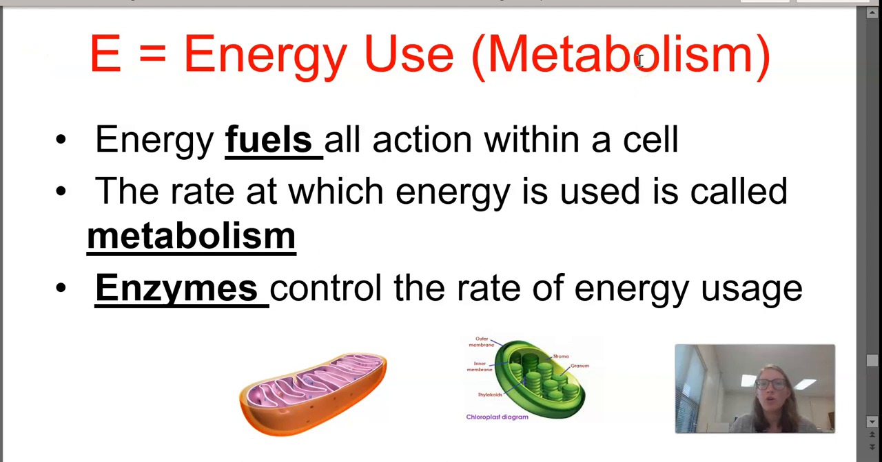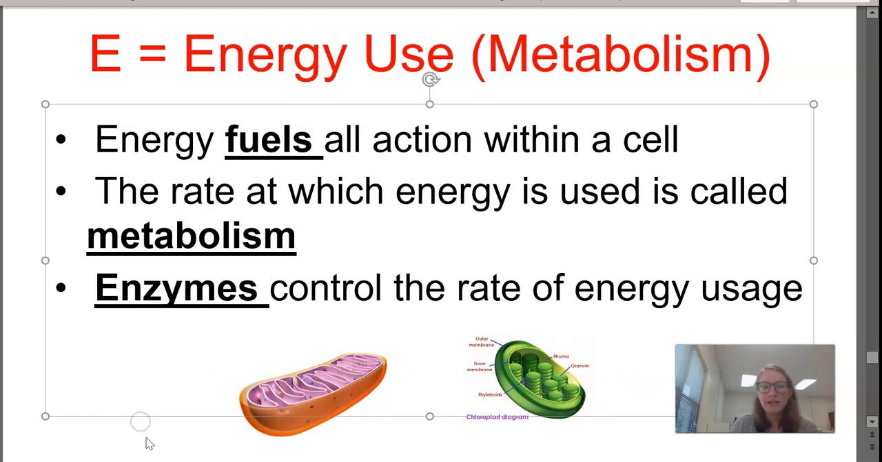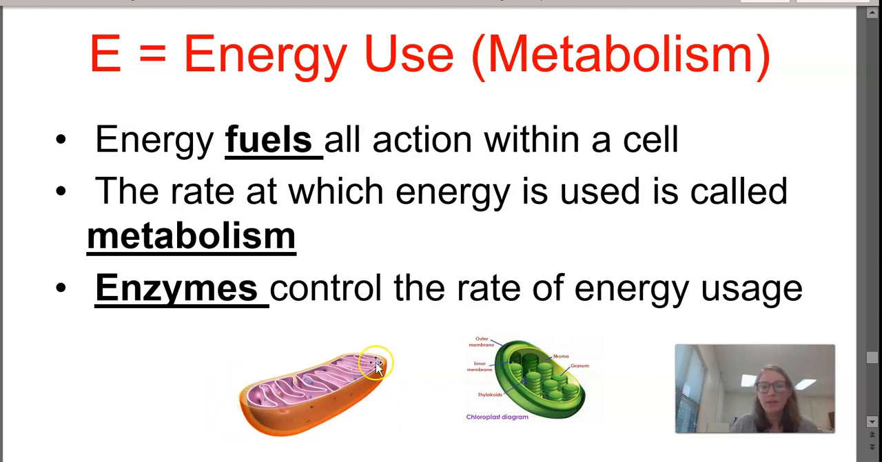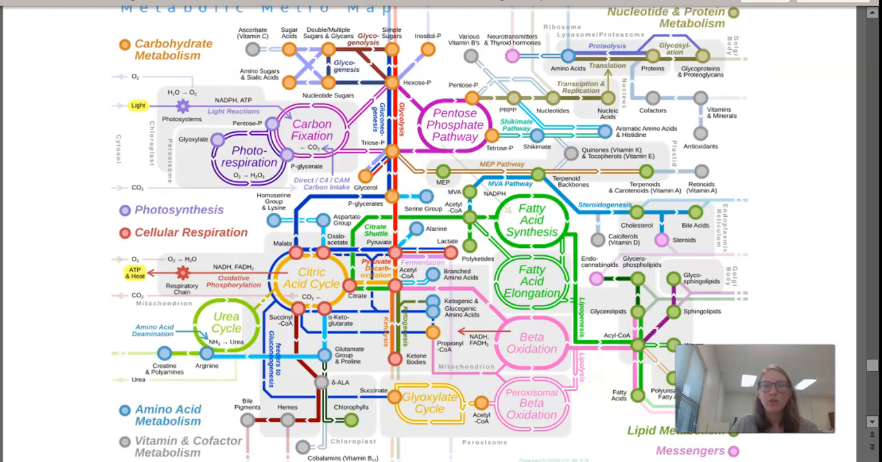E is for energy use or metabolism. All organisms, in order to be considered living, have energy that fuels the action within every cell. The energy is carried out by the mitochondria and the chloroplast. Mitochondria if you're an animal, both mitochondria and chloroplast if you're a plant. Or if you're bacteria. Bacteria just have mitochondria. The rate at which energy is used is called metabolism. Enzymes control the rate of energy that we use. So all important words to know right there.